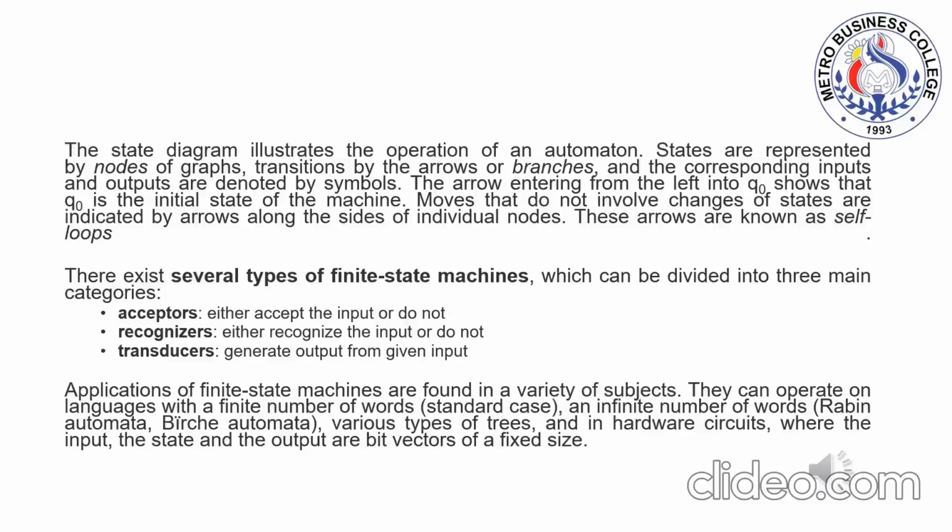There exist several types of finite state machines, which can be divided into 3 main categories. Acceptors either accept the input or do not. Recognizers either recognize the input or do not. Transducers generate output from given input.